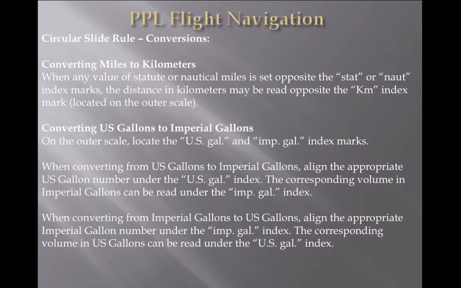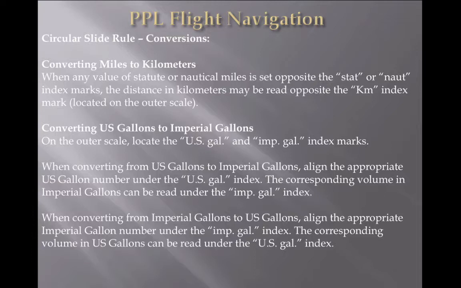So we've got the other ones where miles to kilometres, when any value of a statute or nautical mile is set opposite the stat or naut index markers, the distance in kilometres will be read opposite the km index located on the outer scale. So get your number. If you've got to work out how many kilometres from a statute mile, get your Wizz Wheel, put 10 under stat, so that gives you 1, and you can see how many kilometres there are in a statute mile and vice versa. US gallons to imperial gallons, these do come up in the questions.